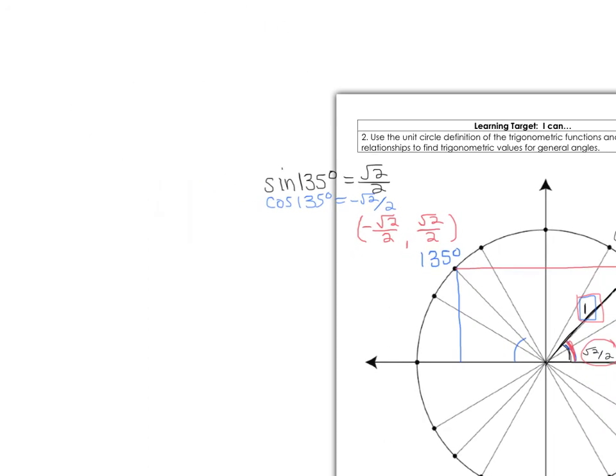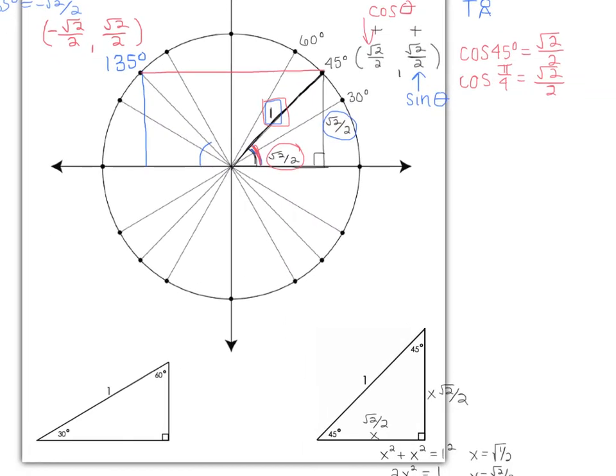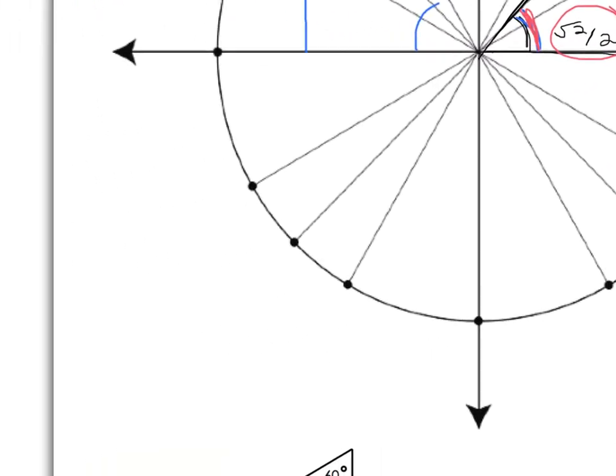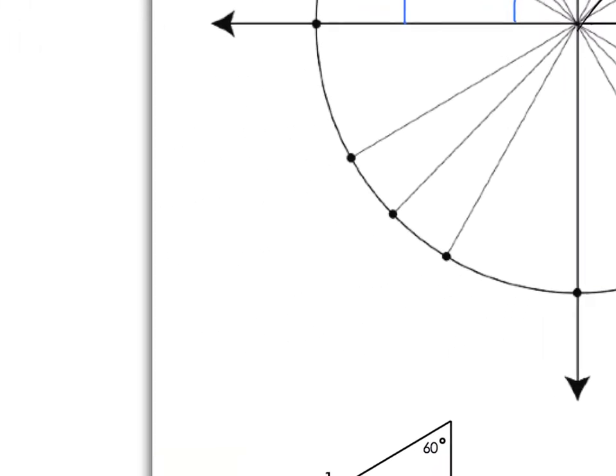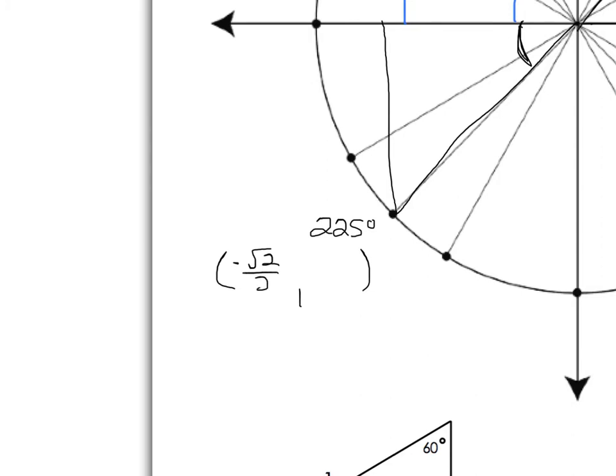What about other angles who are also 45 degrees away from the x-axis? Well, in the third quadrant, who is 45 degrees away from the x-axis? Well, that would be 225 degrees. If I draw my little right triangle here, it is also 45 degrees away. In the third quadrant, recognize the fact that both your x and your y are negative, which is why our coordinate is negative radical 2 over 2, negative radical 2 over 2.